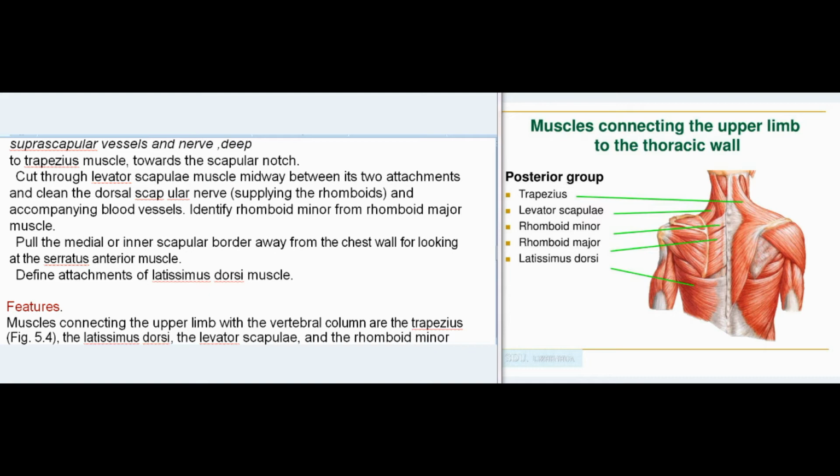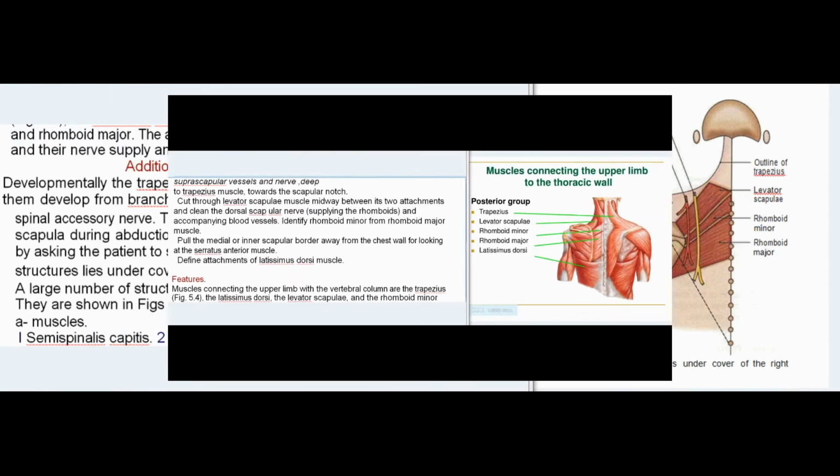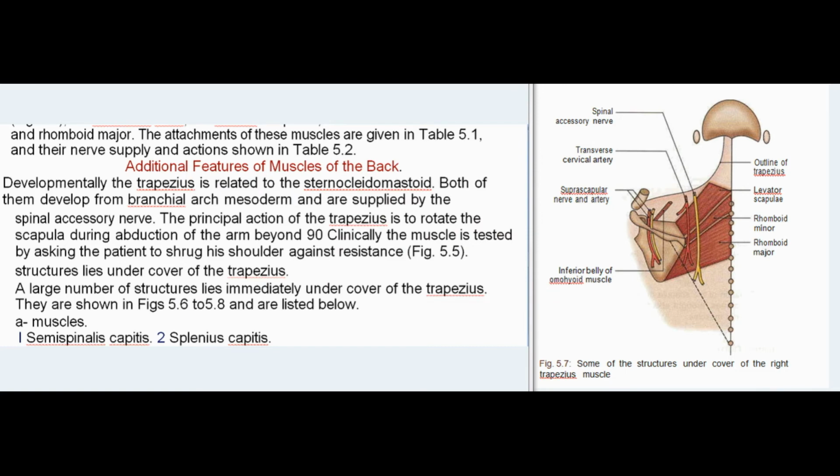Features. Muscles connecting the upper limb with the vertebral column are the trapezius, Fig 5.4, the latissimus dorsi, the levator scapulae, and the rhomboid minor and rhomboid major. The attachments of these muscles are given in Table 5.1, and their nerve supply and actions shown in Table 5.2. Additional features of muscles of the back.